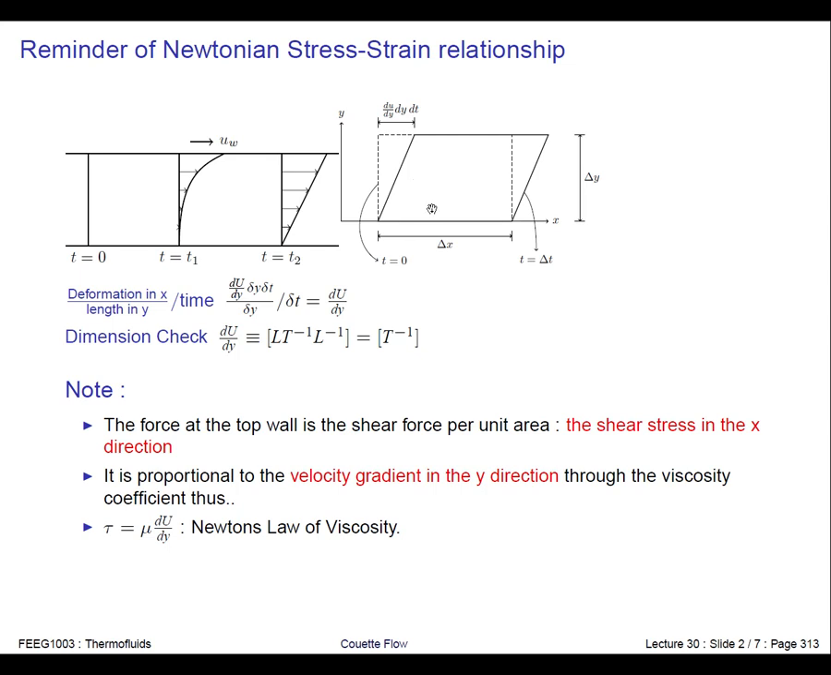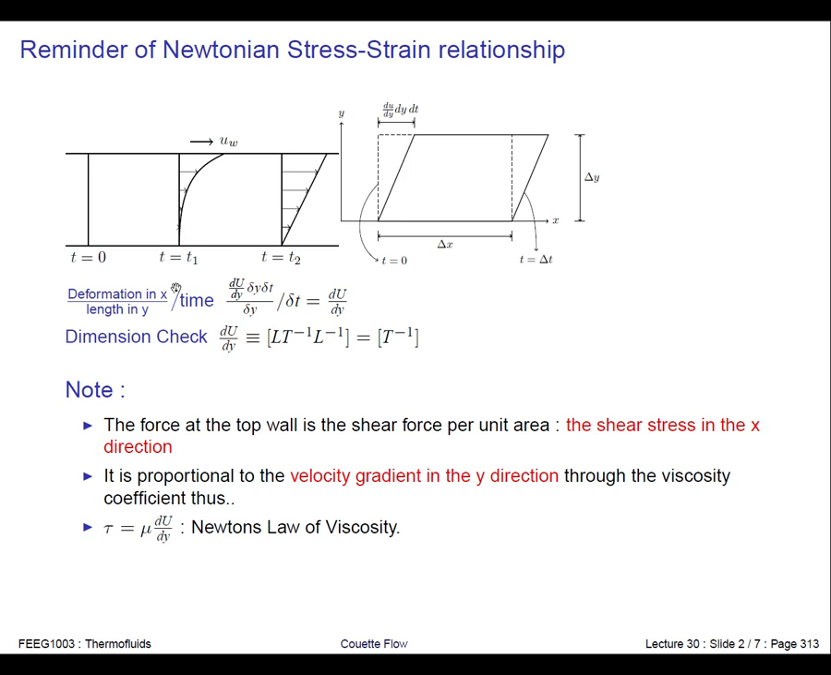Okay, so we're going to do two things in this lecture. One is to look at the rate at which momentum diffuses, and the next, the steady state condition. And we can summarize that by this slide here. We've got the bottom wall, which is not moving, and we've got the top wall, which does move. So at time t equals 0, the bottom wall and the top wall are not moving, and the fluid is not moving.